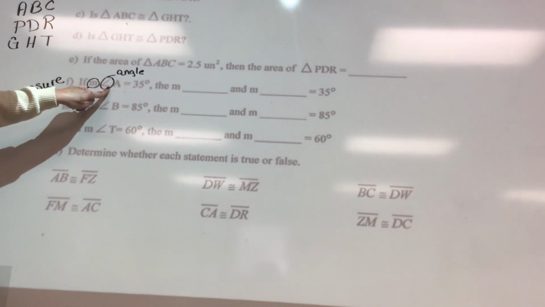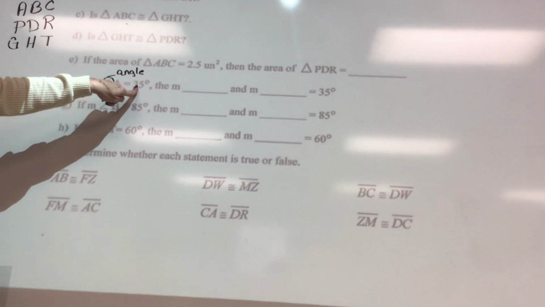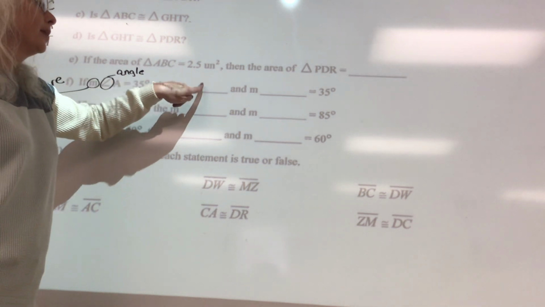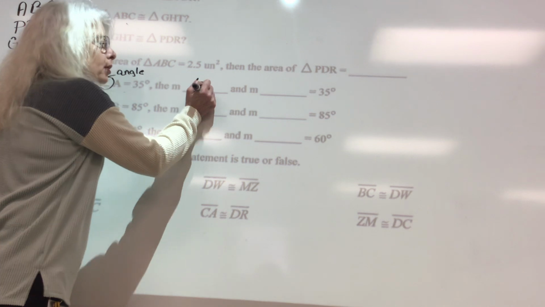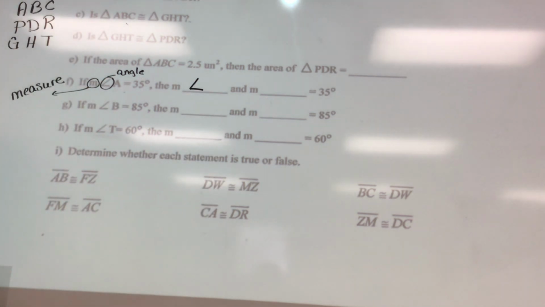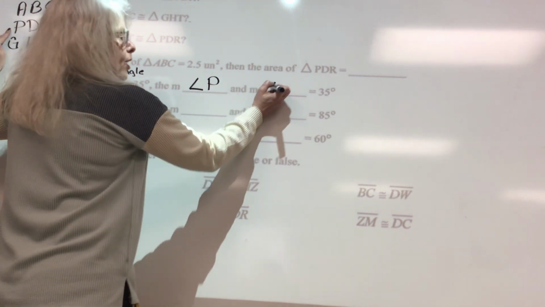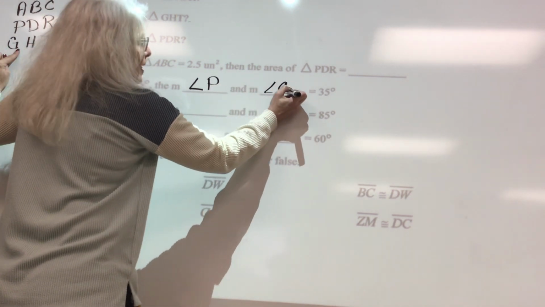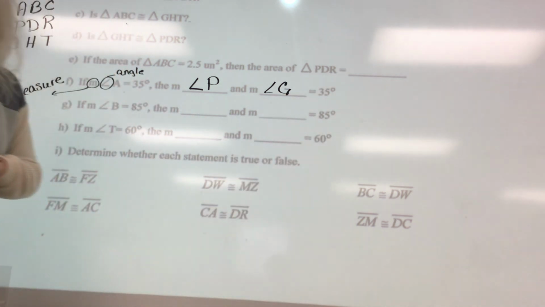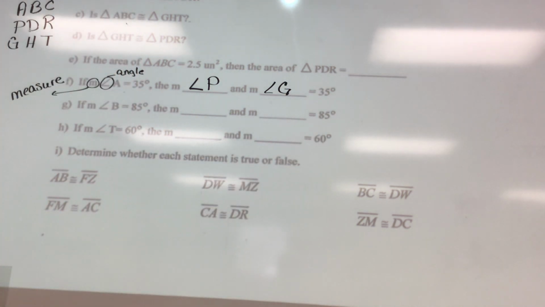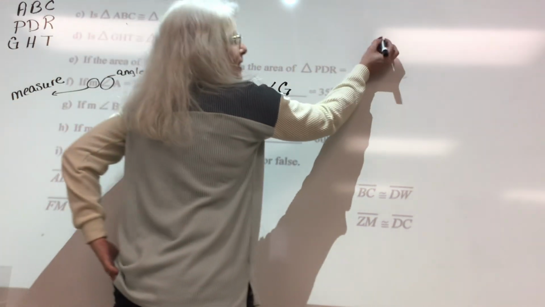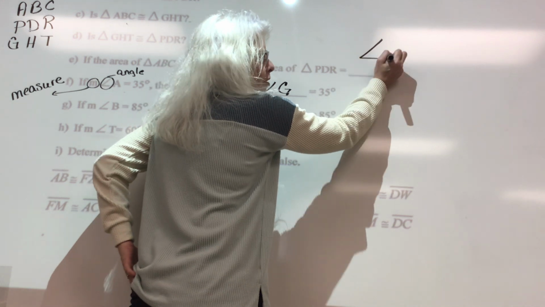So if the measure of angle A equals 35 degrees, then the measure of angle... now do we need to look at the picture or can we use our cheat sheet? A corresponds to... and the measure of angle G has to be 35 degrees. You have to put that angle symbol. That angle symbol is a diagonal line and then straight across the bottom.